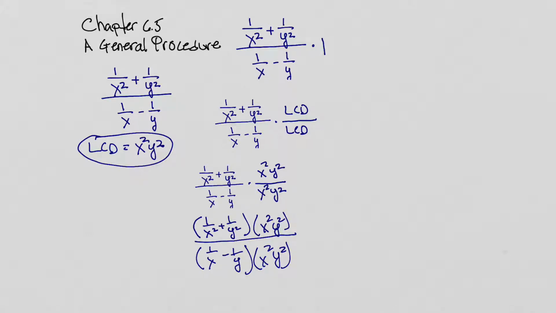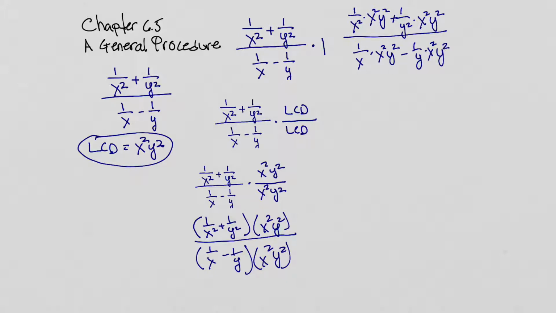Now let's take this all the way up to the top here, and of course we're going to use the distributive property and distribute through. So this will give us 1 over x squared times x squared y squared plus 1 over y squared times x squared y squared, and all of this is over 1 over x times x squared y squared minus 1 over y times x squared y squared. Now, here's what I want us to look at here.